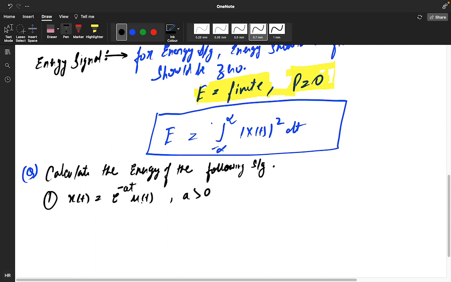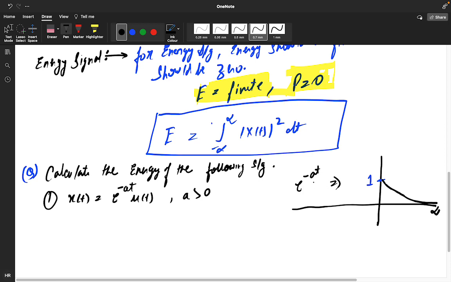U of t means it is starting from 0. What is the exponential graph of e power minus at? In network we already seen, e power minus at means at 0 value you will get 1. At infinite you will get e power minus infinite, which is 0.